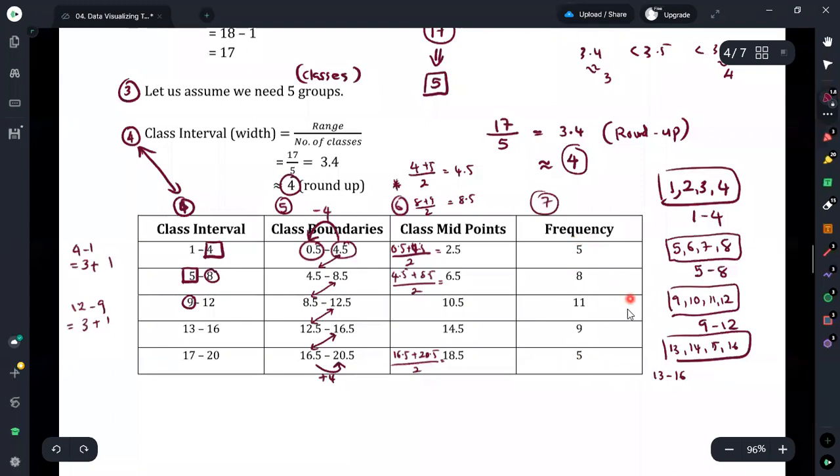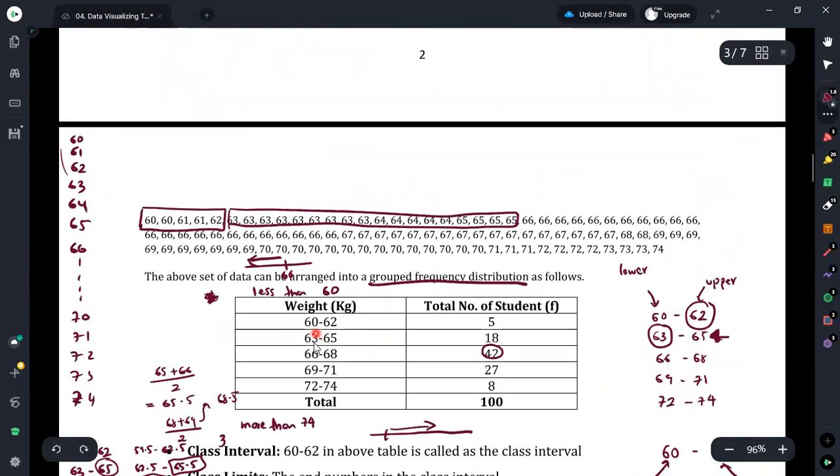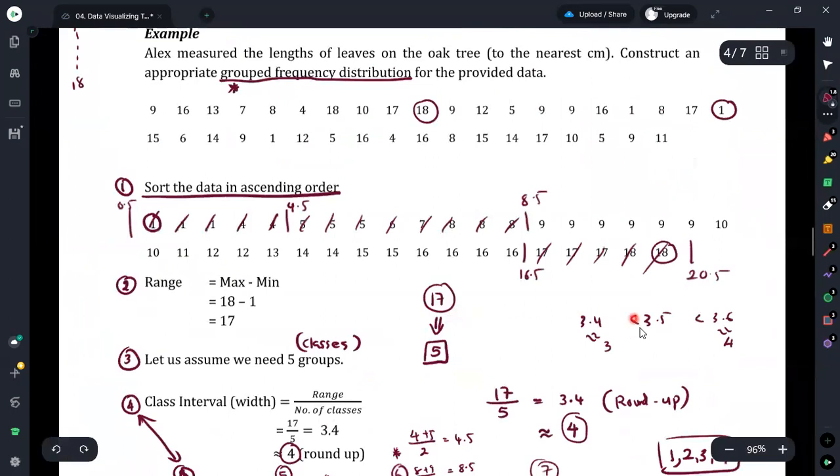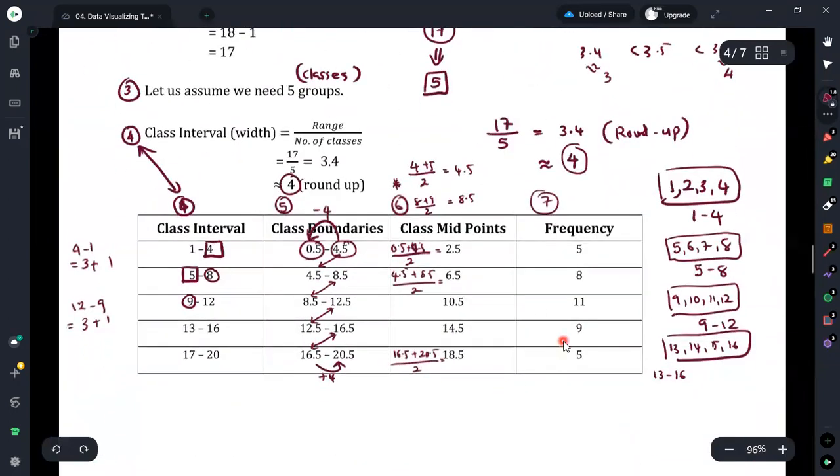Therefore, these are the frequencies we have for the class boundaries, and this is how we are constructing the group data distribution. Initially, in this example, I just showed you a group data distribution or group frequency distribution, but here I have discussed in detail how to obtain a group frequency distribution.